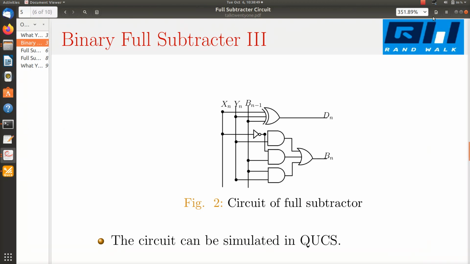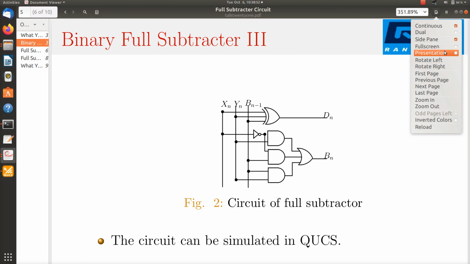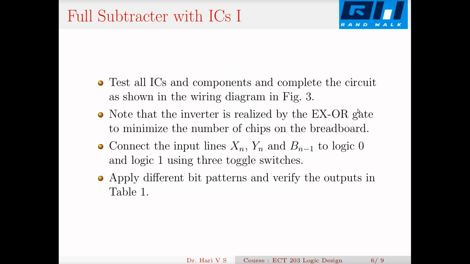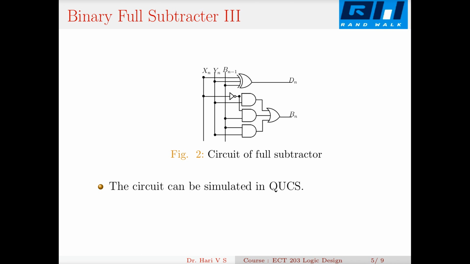Now let me go back to my presentation. I have this presentation here. So now I want to have this full subtractor on IC. If you go to the lab, you can get these MSI or LSI chips. One here is an exclusive OR gate. So you can use a 7486. It contains 4 exclusive OR gates. Three of those exclusive OR gates can be used for making this circuit. You can connect 2 exclusive OR gates to form a 3-bit exclusive OR, because exclusive OR is an associative function. So with that you need a 7486.